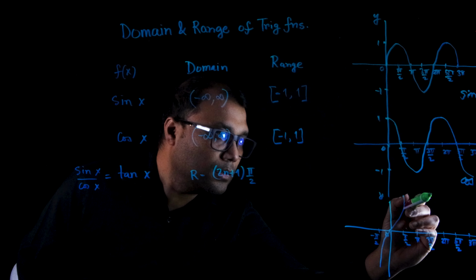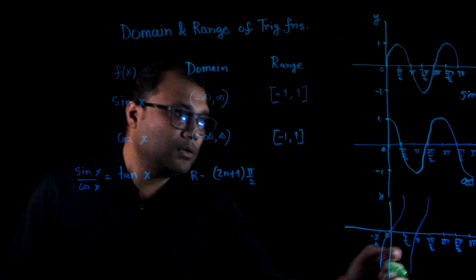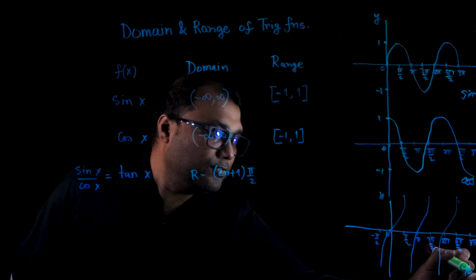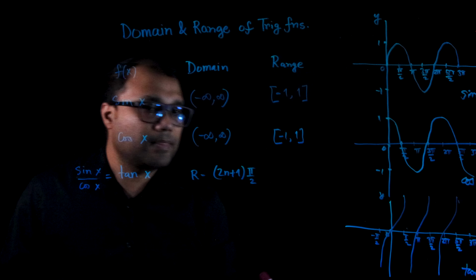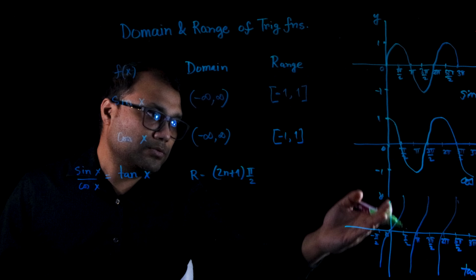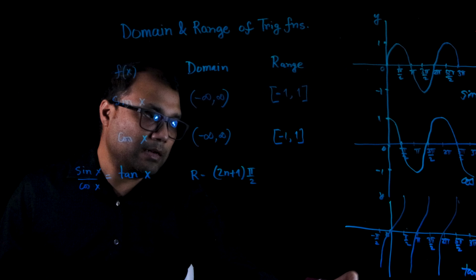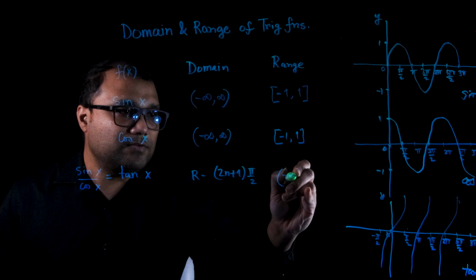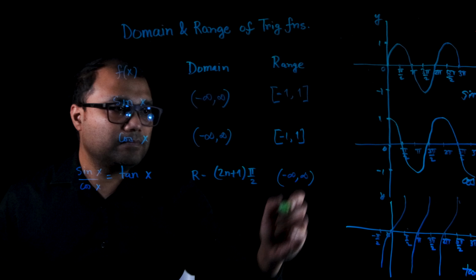Similarly, so this is the graph of tan x. Now if you look, tan x can take all positive y values and all negative y values. So its range is minus infinity to infinity.